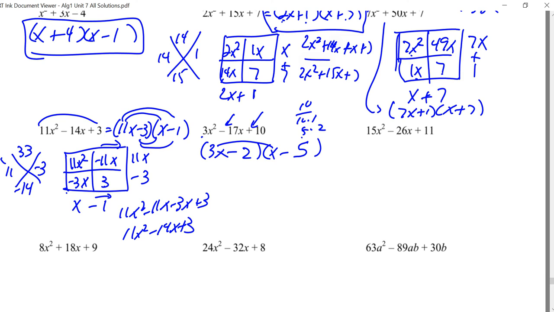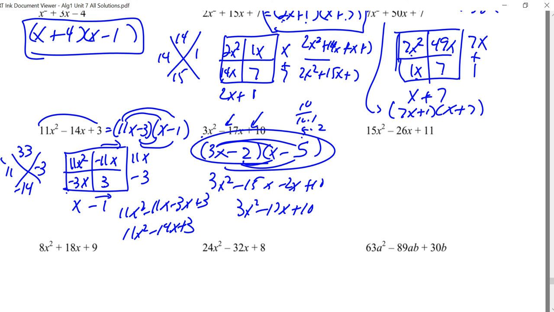Just to prove it, 3x times x is 3x squared. 3x times 5 is negative 15x, negative 2x, and plus 10, which is 3x squared minus 17x plus 10. Those are my factors. So if you don't like factoring that way, you use the x in the box method. So here we go. The x method.